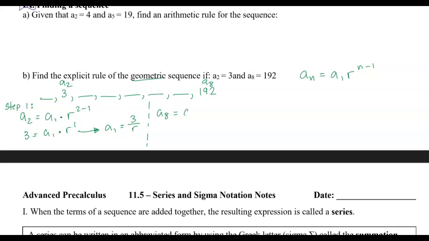So A sub 8 is equal to A sub 1 times my rate raised to the power of 8 minus 1, which is 7. So A sub 8, which is 192, is equal to A sub 1 times r raised to the power of 7. This means that A sub 1 is equal to 192 divided by r to the power of 7. So now, both of the equations gave me a value for A sub 1. All you have to do is set these two values equal and solve for r.